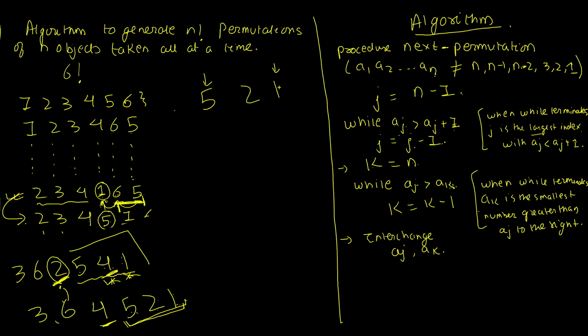Okay, so for 5, 2 and 1, exchange 5 and 1. You get 1, 2, 5. Now move the markers in. This will go here and this will go here. You see the markers have now collided. That means I'm done.